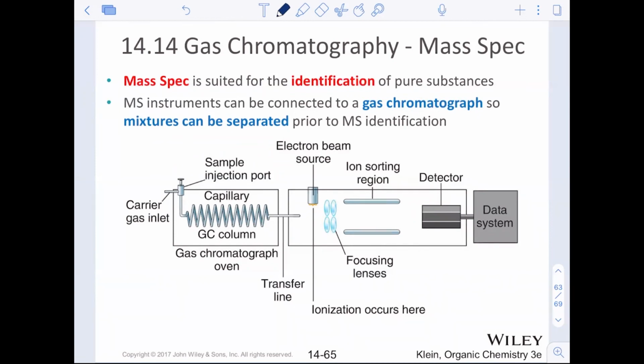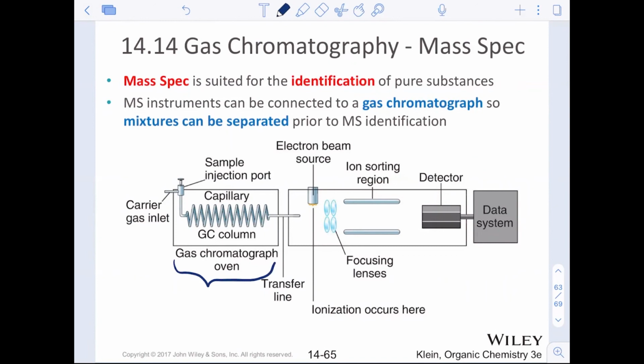And typically in research, we don't just have one compound in a sample. We have multiple compounds in a sample. So yes, mass spec is suited for identification, but it's not good for separating different components of a mixture. Things like gas chromatography instrumentation can be used to separate mixtures. Essentially, this is just a big oven. It heats up your sample. It's really good with organic molecules because organic molecules are highly volatile.